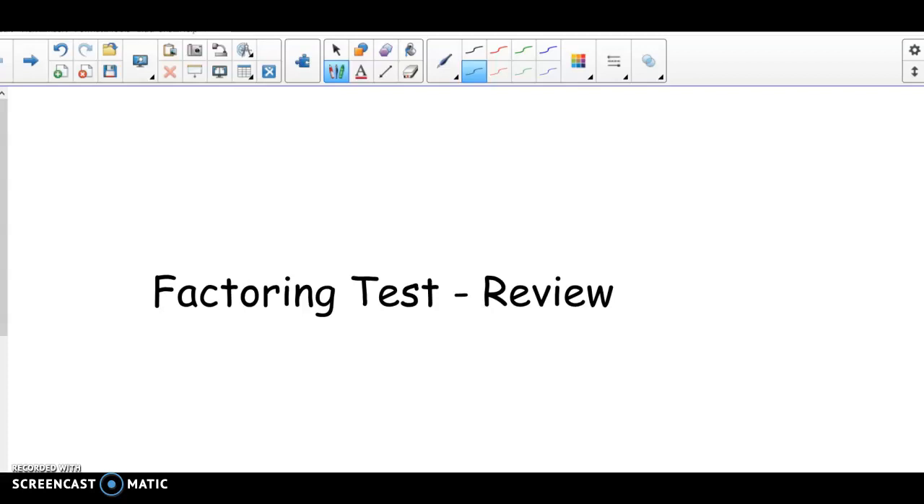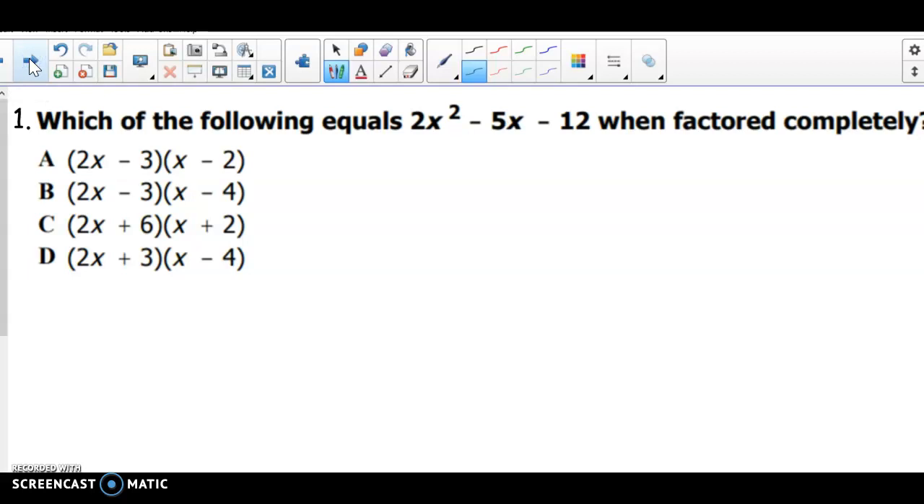This is review for your factoring test on Friday. Which of the following equals 2x squared minus 5x minus 12 when factored completely?